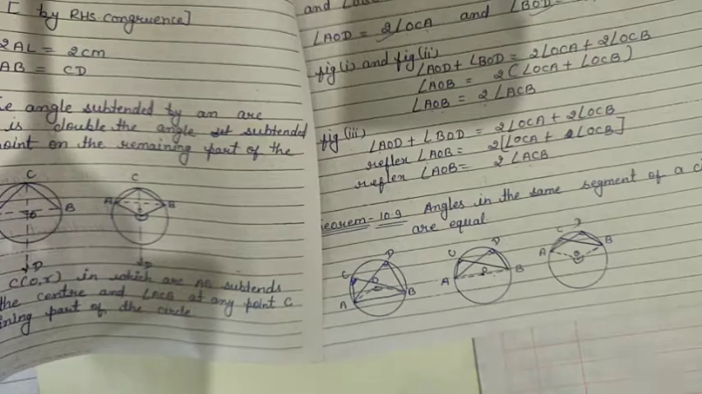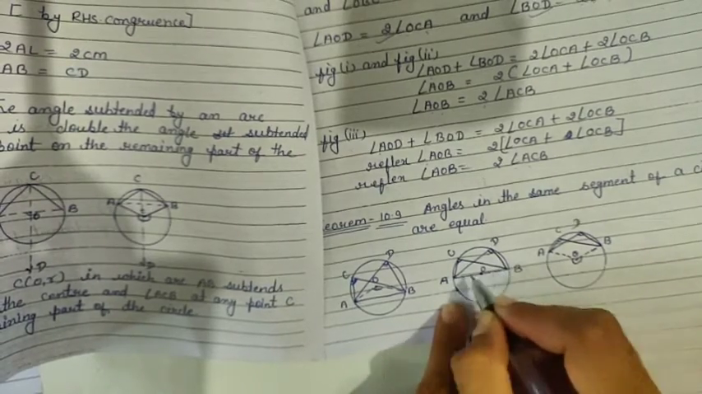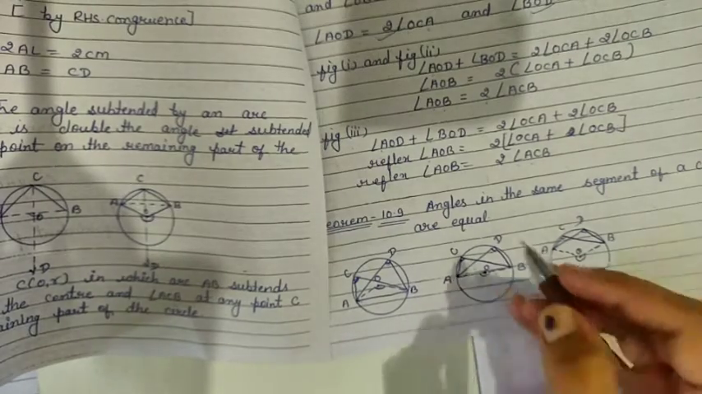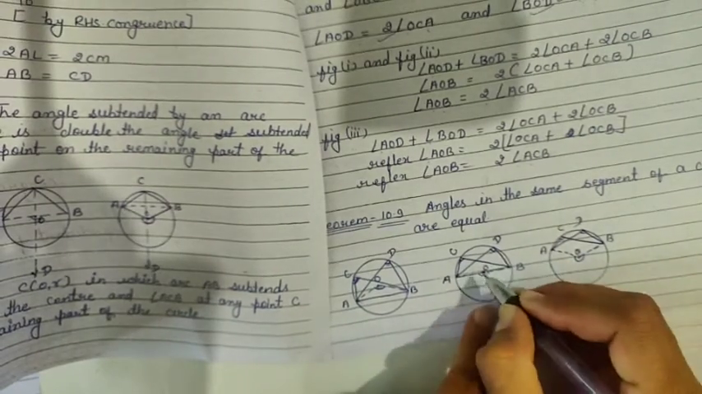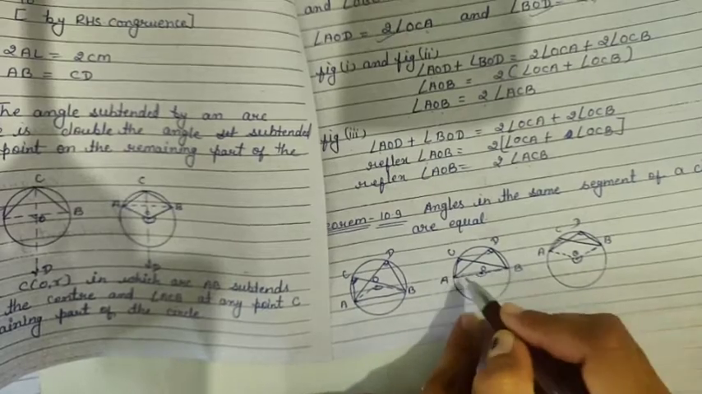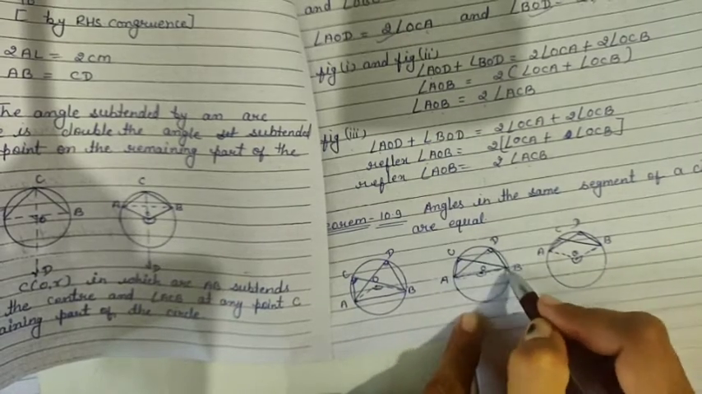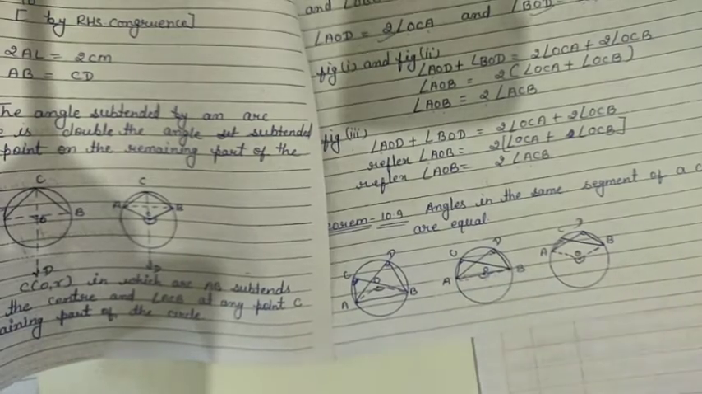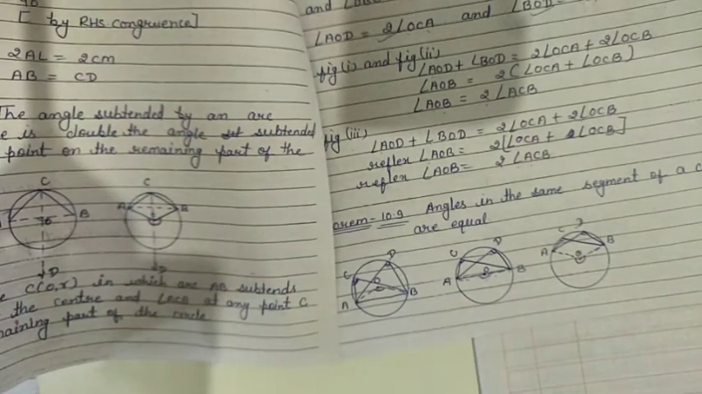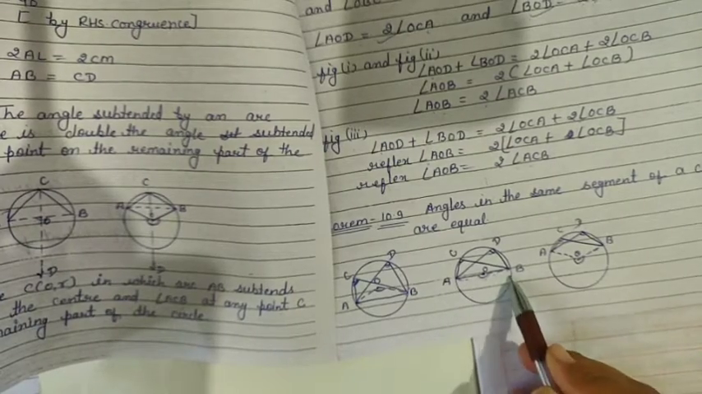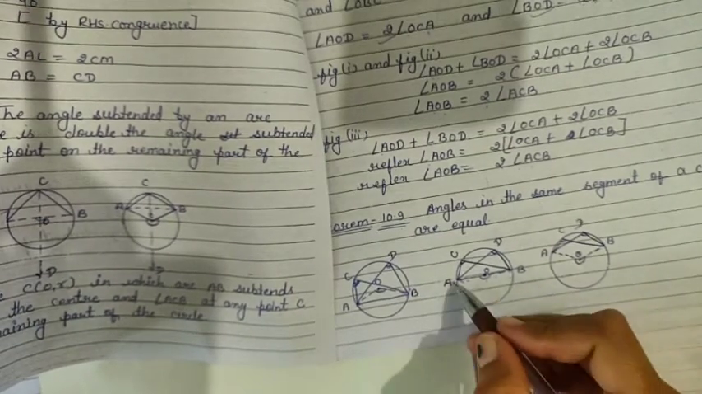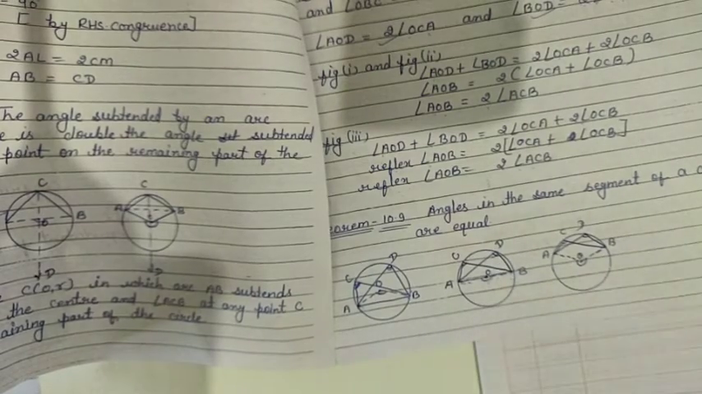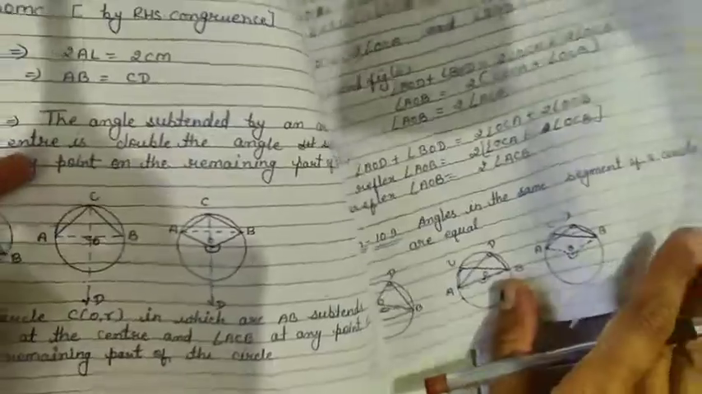Students, in this case, if these two angles are equal, then they will be 90 degrees each, because AOB is a straight line, so this angle is 180 degrees. We know by our previous theorem that this angle will be double of this angle. So if this is 180 degrees, then this is 90 degrees, by our previous theorem that the angle subtended by an arc at the center is double the angle subtended by it at any point on the remaining part of the circle. Okay, now let's prove it.